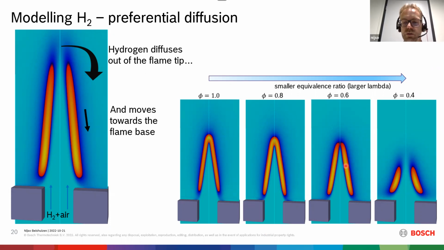And what we then see is that for lower equivalence ratios, also the flame tip opening becomes stronger than for high equivalence ratios. And on average, the heat release rate is closer to the burner surface. So this has a large impact on the burner temperatures, which can then in turn also influence thermal stresses and flashback behavior. So this is definitely something that you have to take into account in hydrogen modeling.